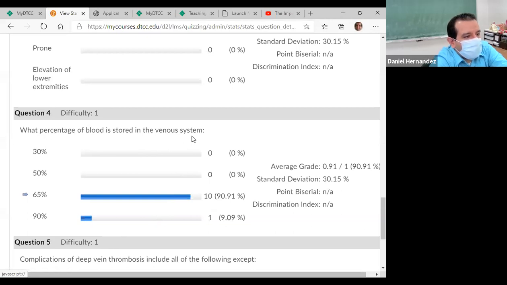Percentage of blood stored in the venous system, it's between 60 and 70%. So about 2/3 of our blood is in the venous system.